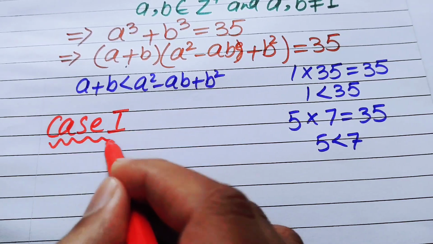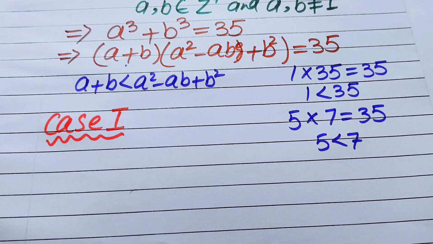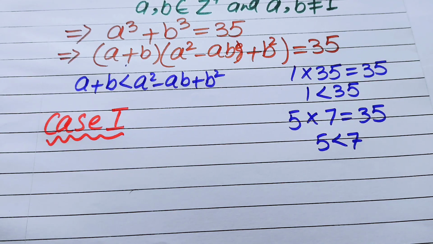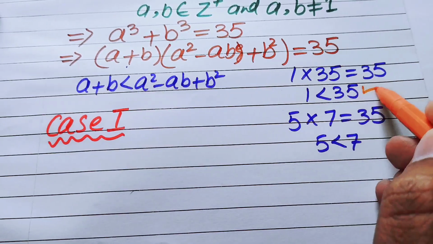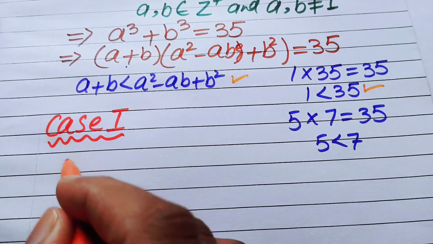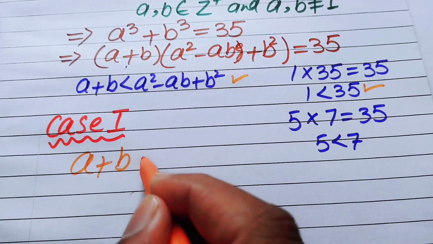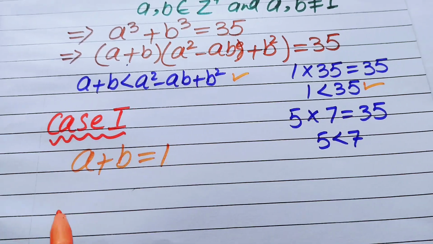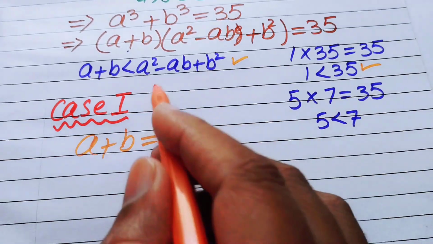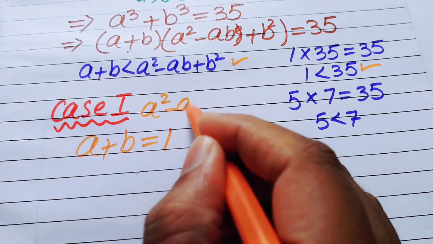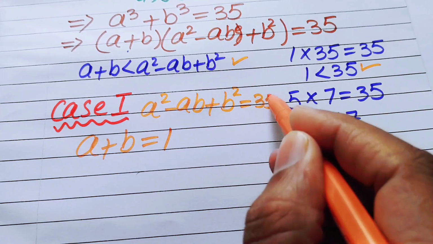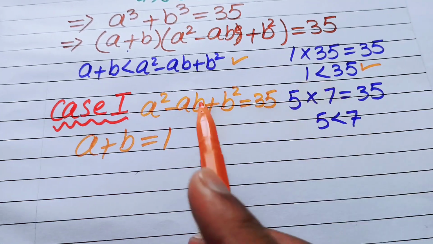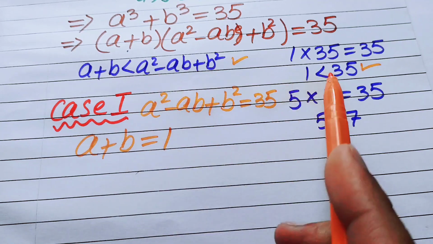In this case we compare both sides. When you compare, a plus b is less than the other factor, so we compare these two factors. Here you write a plus b equals 1, and the other factor gives a squared minus ab plus b squared equals 35. So we have these two equations from comparing the factors.